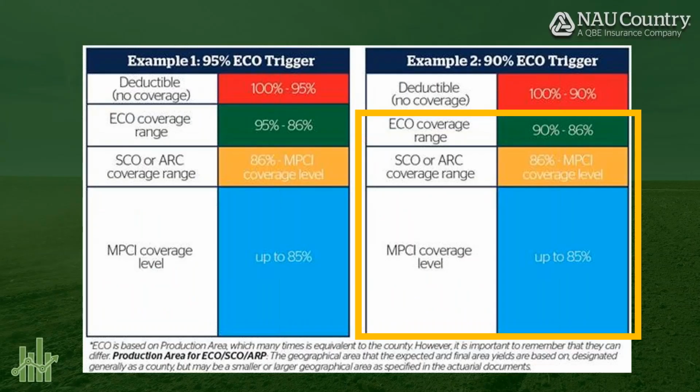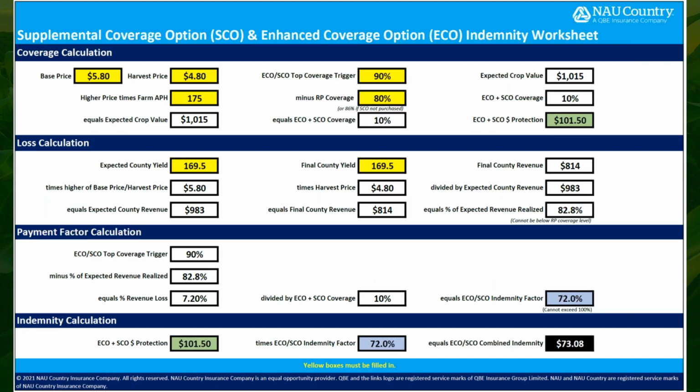So I do want to show you a couple of examples. And the first one would be utilizing the SCO and the ECO up to 90% on top of my individual level of protection. So I've bumped that up this year. I want to show you this with our indemnity worksheet that we've got at NAU Country. I'm looking at this 10% band on top of my RP policy. So in this example, I'm going to buy an 80% revenue protection policy on the farm. Then I'm going to add SCO to go from 80 to 86, ECO then 86 to 90%. So I'm adding a 10% band of protection.